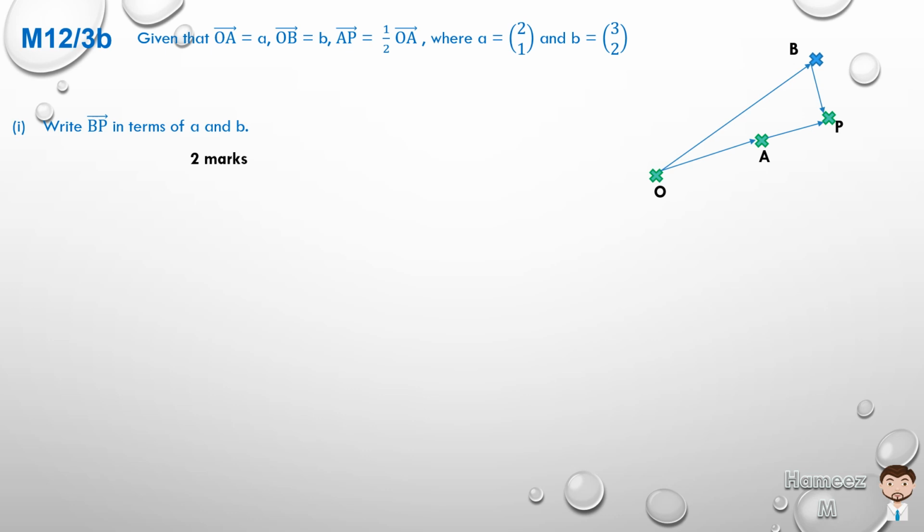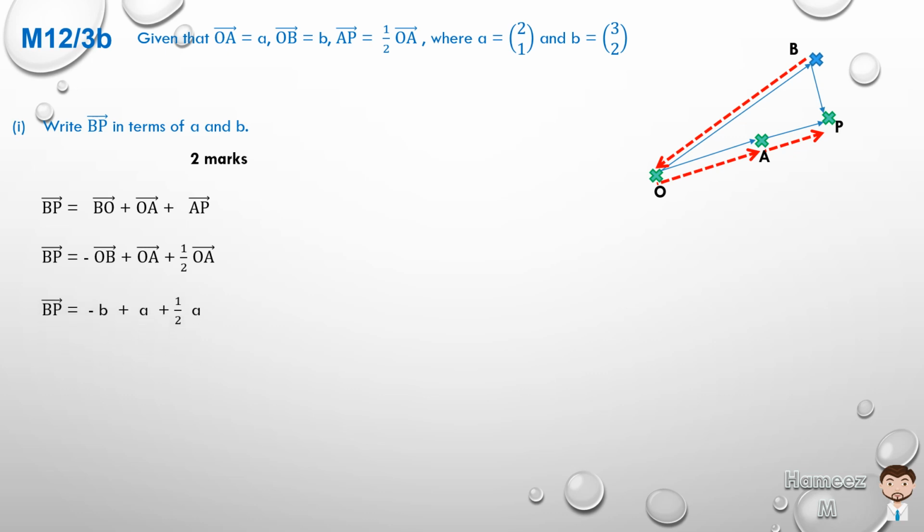So now that we have this sketch, we want to look at BP. So how do we move from B to P? We can move from B to O, plus O to A, plus AP. And after we write that vector sentence, let's now adjust because we don't know BO, but BO is equal to minus OB. So we can rewrite it: BP is equal to minus OB plus OA plus a half OA. And we can substitute. So BP is equal to minus B plus A plus half A. So that is BP is equal to minus B plus 3 on 2 A.